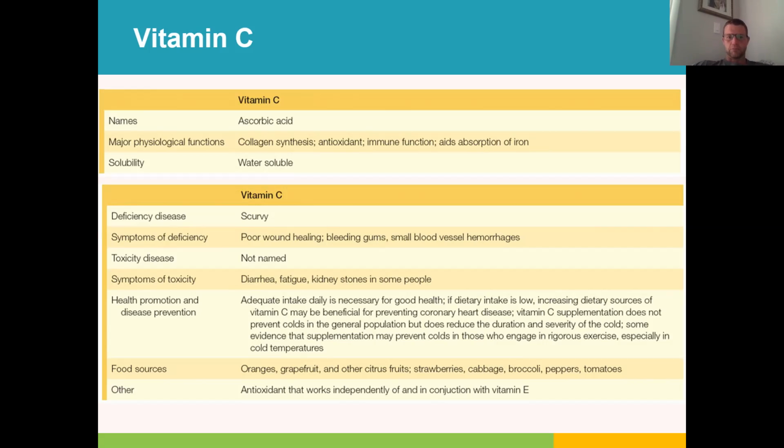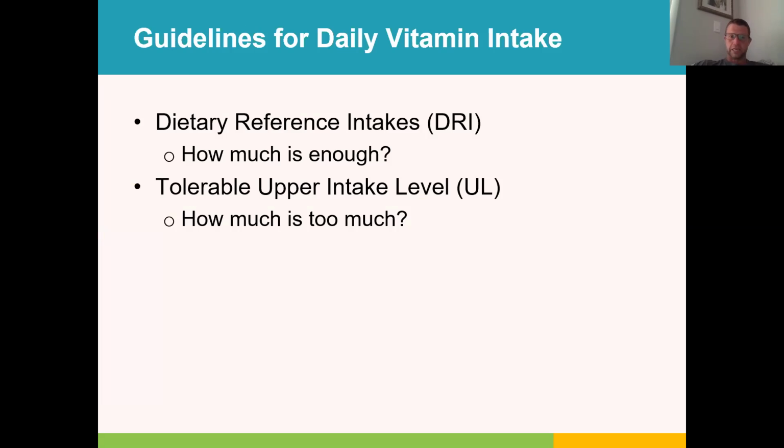Food sources. Again, most people think oranges. Really, any citrus fruits, grapefruit, another citrus fruit. Strawberries, cabbage, broccoli, peppers, and tomatoes also have vitamin C. It's an antioxidant that works independently and also in conjunction with vitamin E.